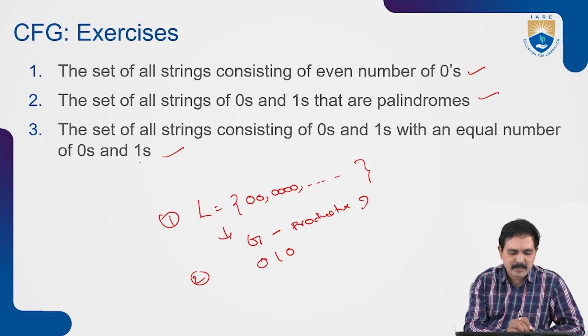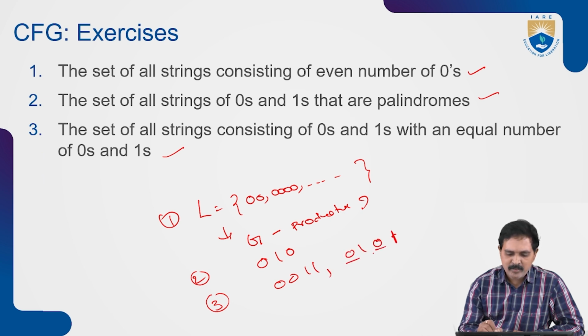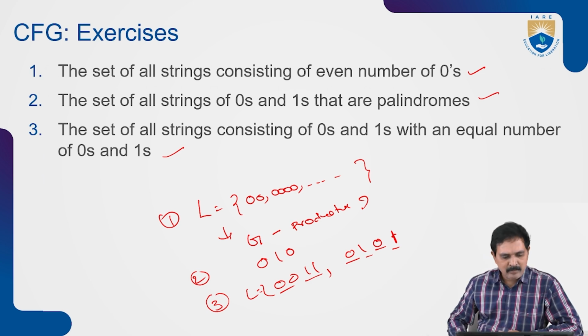And the third question is the set of strings consisting of zeros and ones with an equal number of zeros and ones. Means you take any string with a combination of zeros and ones, and from the counting point of view there should be an equal number of zeros and ones. For example, 0 0 1 1 or 0 1 0 1. You count here 2 zeros and 2 ones, here also 2 zeros and 2 ones. So if you have the language idea, from that you can find the corresponding grammar productions.